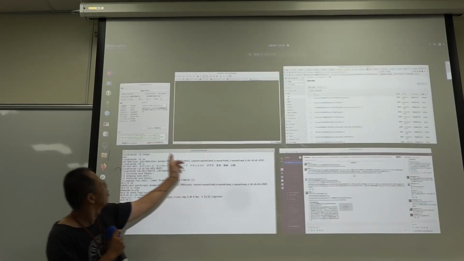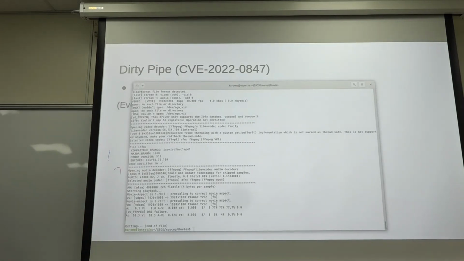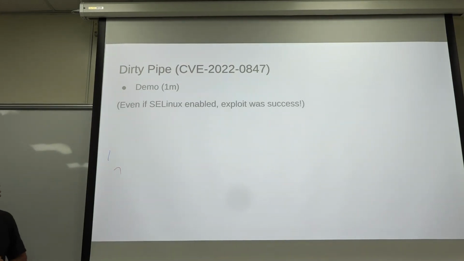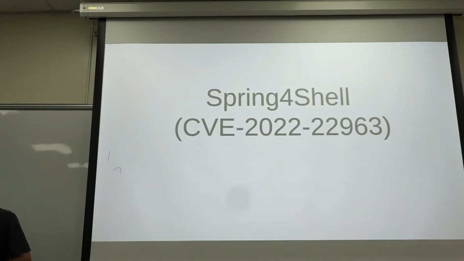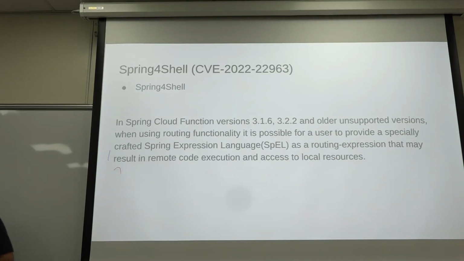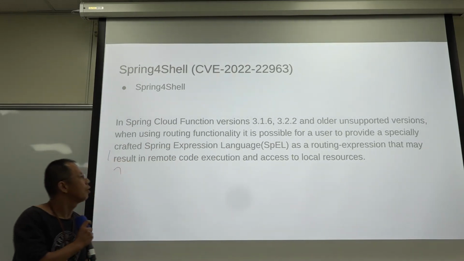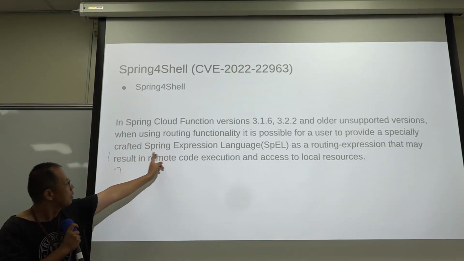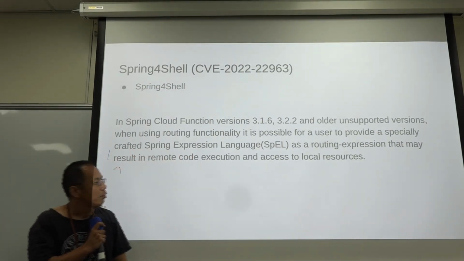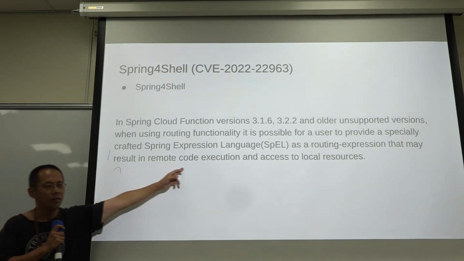Good. So this is also like a nightmare, but it's a little bit better than a remote shell because it's local, right? It's not remote. And Spring4Shell is similar to a local shell, but it's remotely exploited. Spring Expression: if a user provides a specially crafted string as a routing expression, it allows remote code execution.